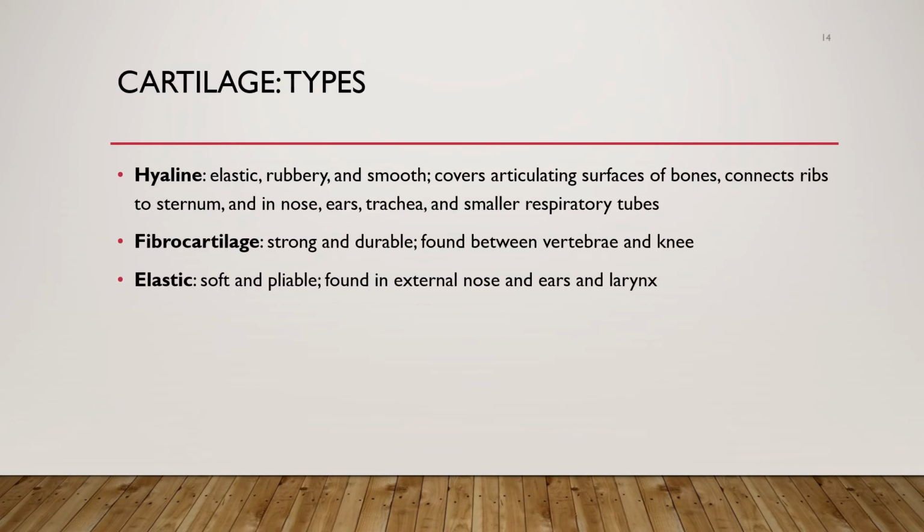Also within that connective tissue, we have cartilage, and probably you have heard of cartilage. The definitions are on page 354, but we do have different types of connective tissue cartilage: hyaline, fibrocartilage, elastic cartilage. They all do different things, and they're located in different places throughout our body.